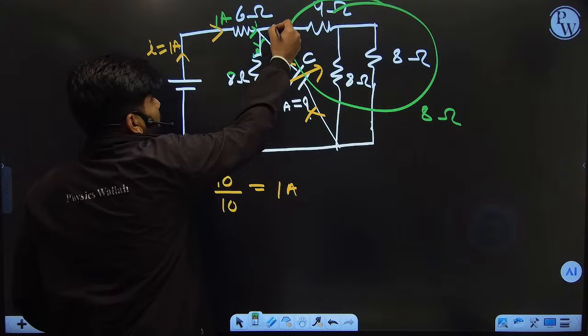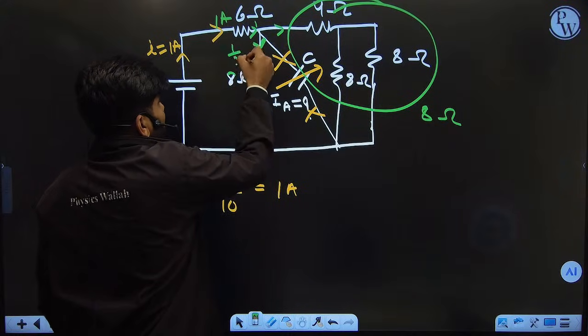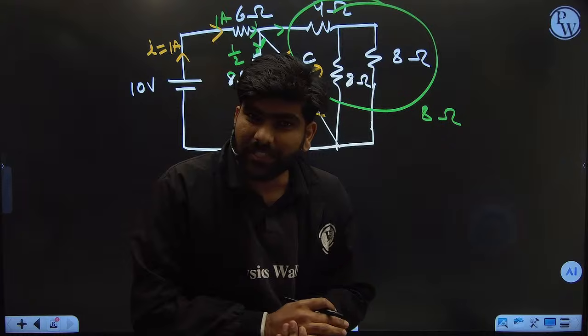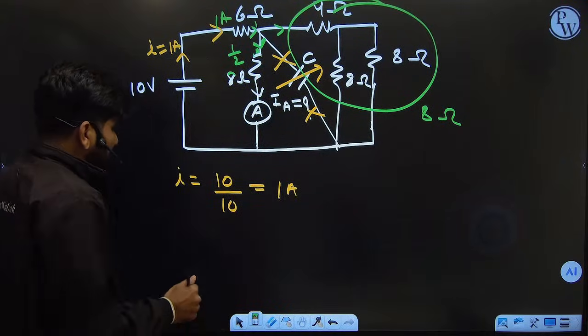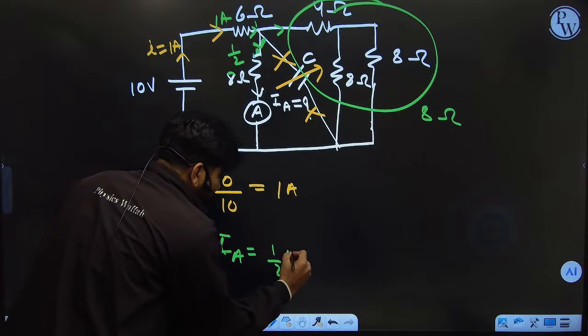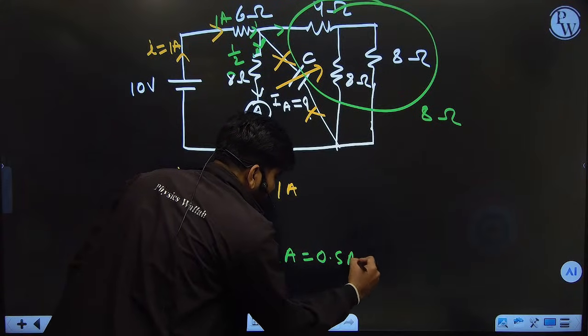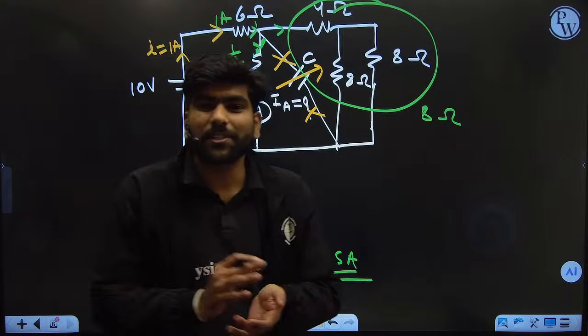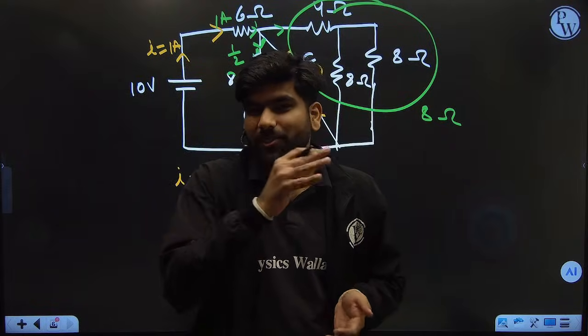The 1 ampere has to choose 2 paths. Here, how much will go? Half ampere. I think in the options they have not written half ampere. So I will write the current in the ammeter is going to be 1 by 2 ampere. In the option they have given 0.5 ampere. So I will select this option and this is the answer you are going to select.